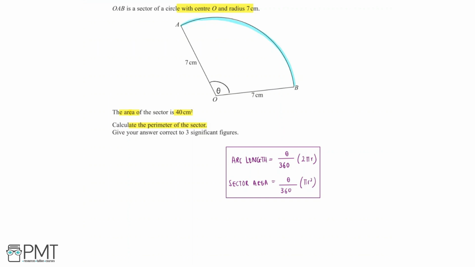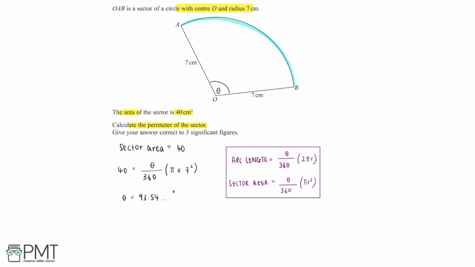We're told that the sector area is equal to 40 cm squared. And so we can say that 40 is equal to theta over 360 multiplied by pi multiplied by 7 squared. We did this using the formula for sector area. Now we can use our calculator to rearrange and find theta. And so we've found that theta is around 93.54 degrees.